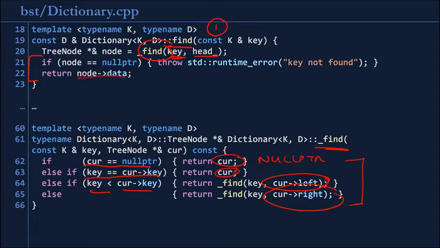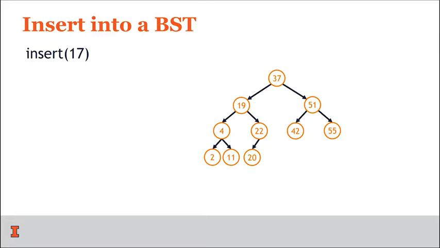So we know how to find a tree. Let's talk about how we might insert into a binary search tree. Inserting into a binary search tree should be pretty simple. All we need to do is find the exact location it should be inserted at and insert it there.